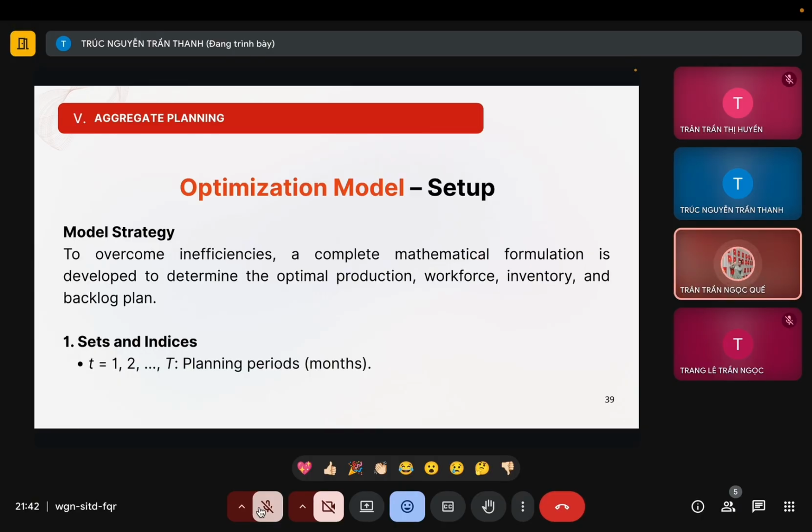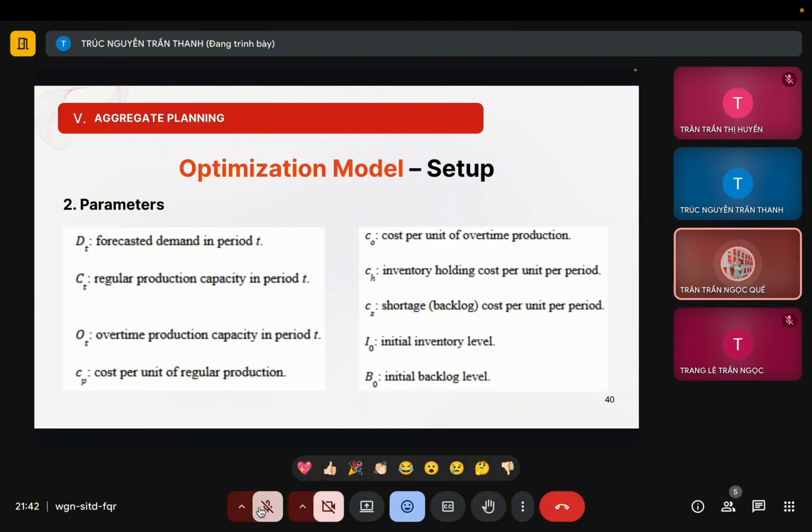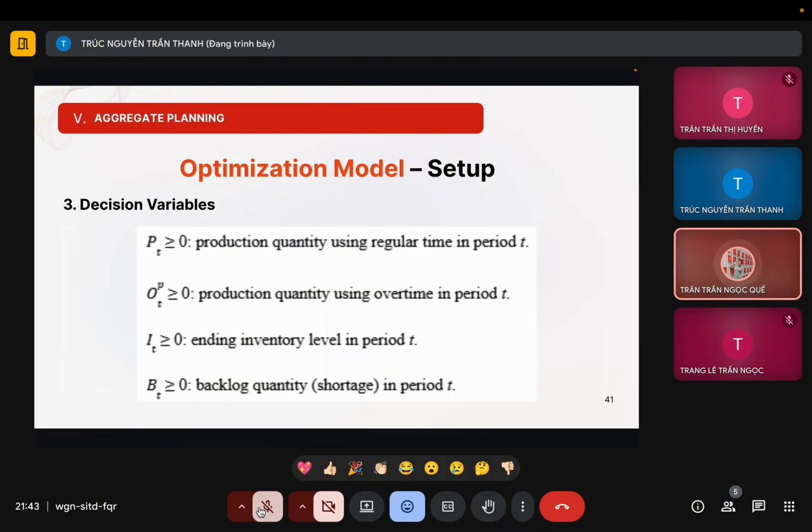First, the input: we feed the model our forecast demand, factory capacity, and our specific costs for production and inventory. Next, the output. The model tells us exactly how much to produce, how much overtime to do, and what our inventory level should be. The heart of the model is the objective function. We want to minimize the total cost of production, overtime, inventory, and penalty combined.